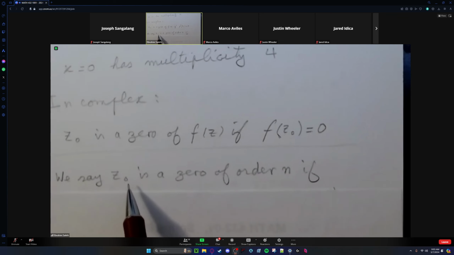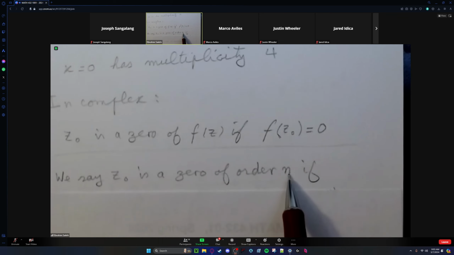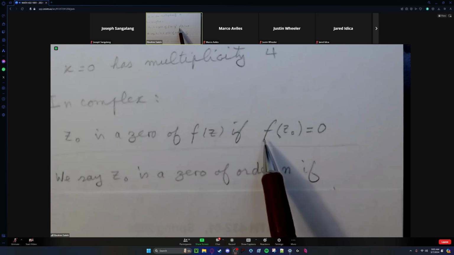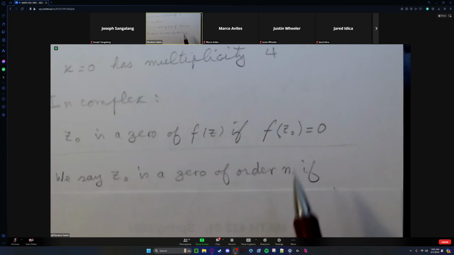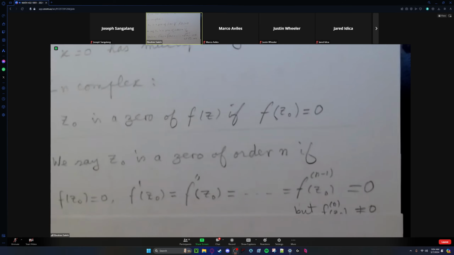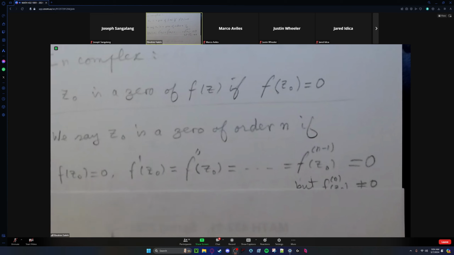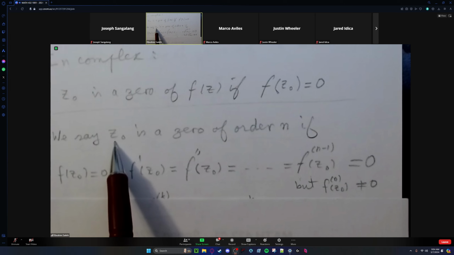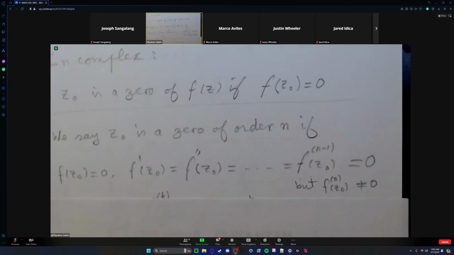So z naught is a zero of order n if not only the function is 0 at that point, but its derivative is also 0. Its second derivative is 0, up to the n minus 1 derivative is also 0. But the nth derivative is not 0. If such a thing happens, we say this is a zero of order n. It's the same as multiplicity.